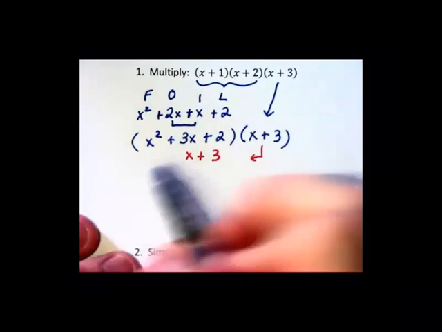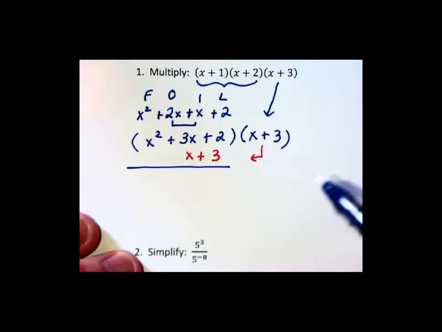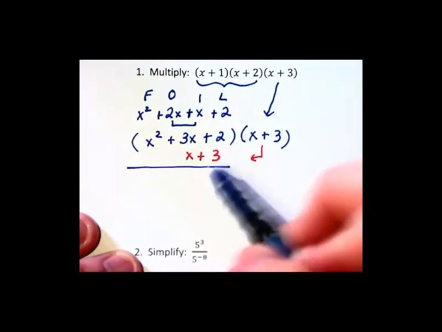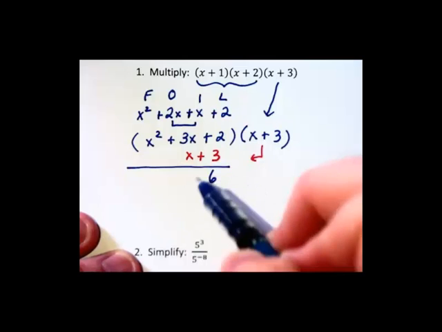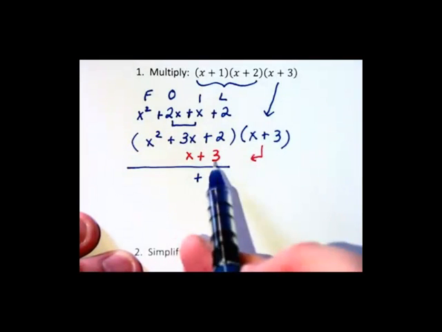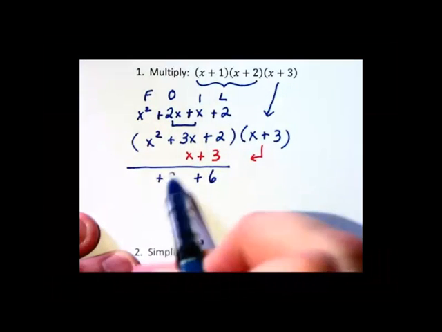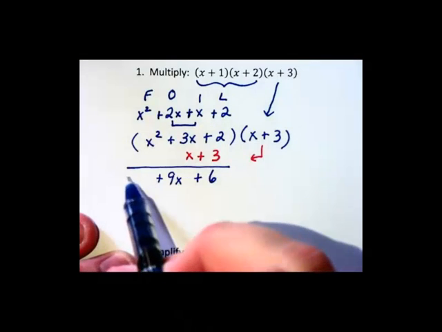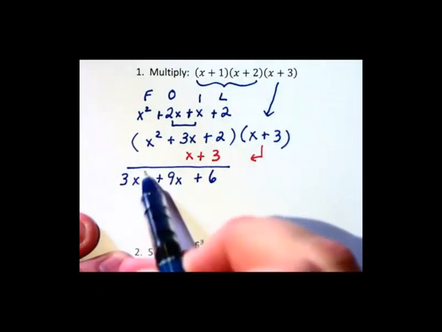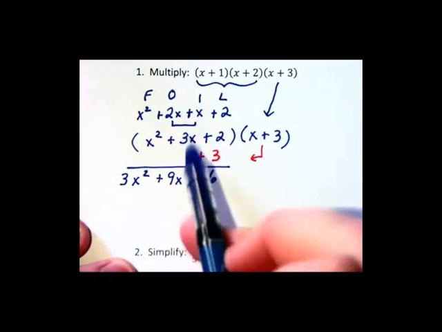I'm going to draw a line and I'm going to multiply this just like we learned how to do regular multiplication of whole numbers. 3 times the 2 above it gives us 6, positive 6. 3 on the bottom right times the 3x in the top center gives us positive 9x. 3 on the bottom right times the x squared on the top left gives us 3x squared.